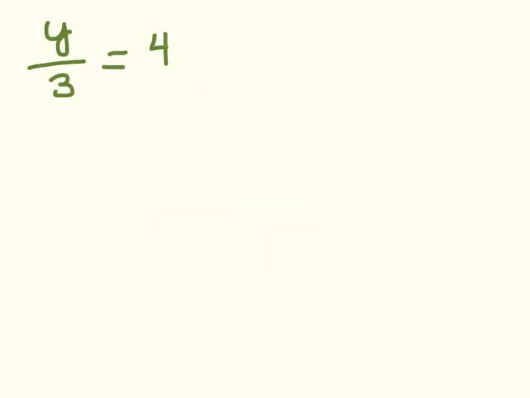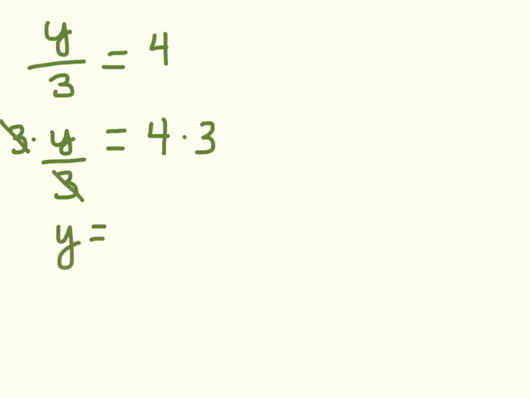What if our variable is being divided by another number? In this equation, y divided by 3 equals 4. How would we isolate y? We would multiply each side of our equation by 3, correct? 3 times y over 3 would be equal to 4 times 3. Now what does this do for us? It lets us cross-reduce, see? And that gets y by itself. 3 times 4 is 12. So our value for y is 12.